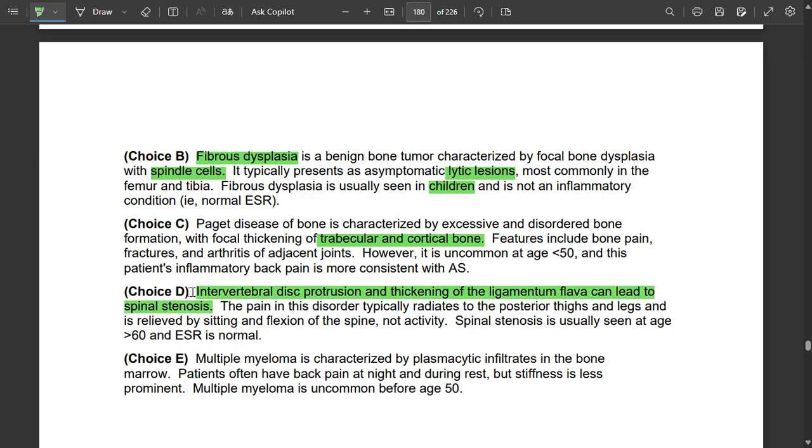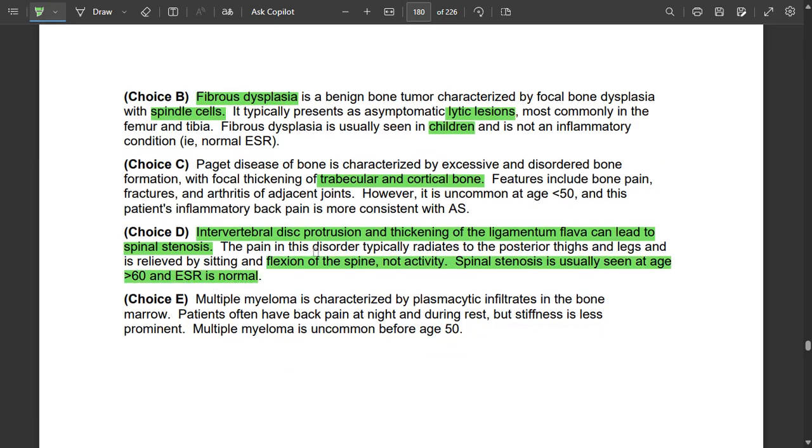If there is protrusion of the intervertebral disc or thickening of the ligamentum flavum, they can lead to compression of the spinal cord, leading to spinal stenosis. The pain in this disorder typically radiates to the posterior thigh and legs and is relieved by sitting and flexion of the spine, not by activity. So the pain subsides while sitting. Spinal stenosis is usually seen at age more than 60.